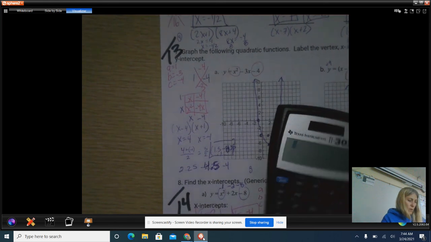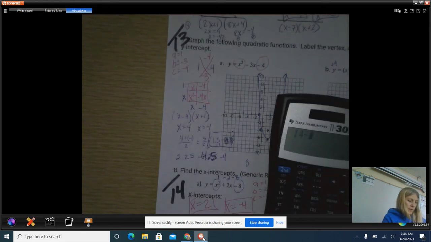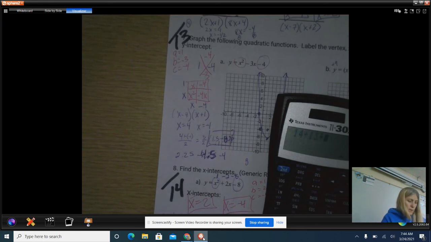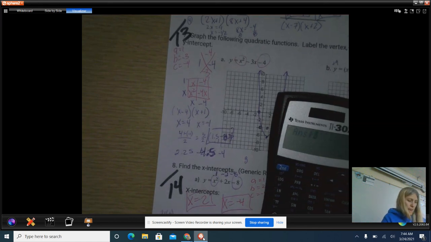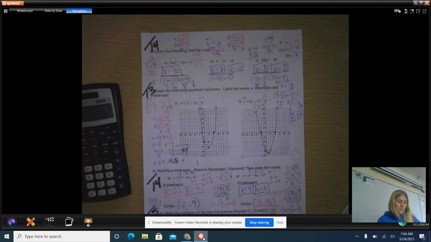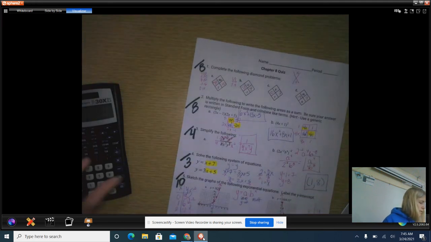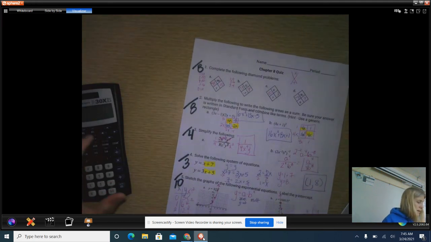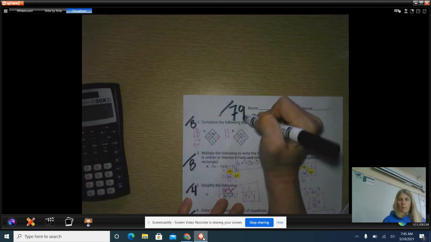Okay, let's see how many points are on this page. We have 14 plus 13 plus 14 plus 5. So there are 46 on this page. Go ahead and count up how many you have out of those 46. And then we're going to add that with ours on top, which is another 33. And so our total test is out of 79 points.